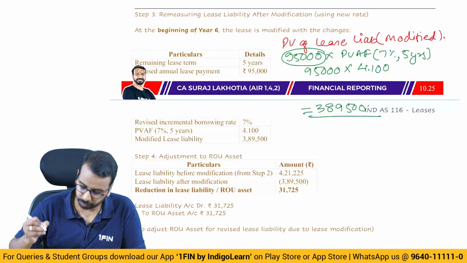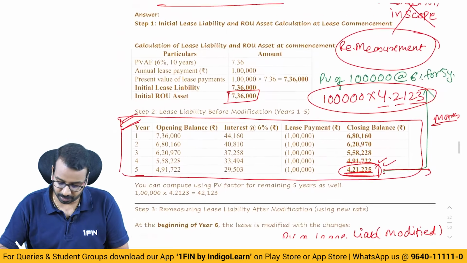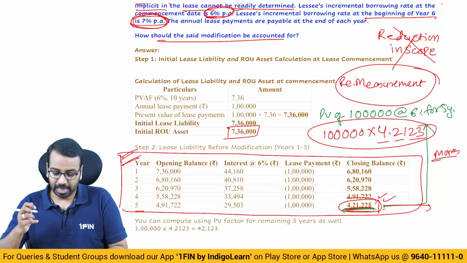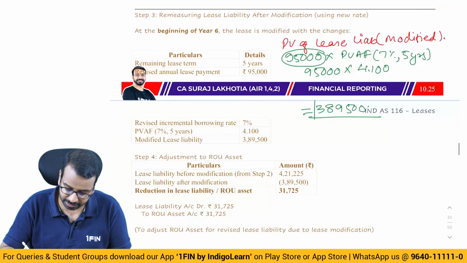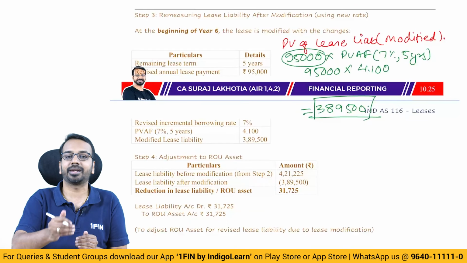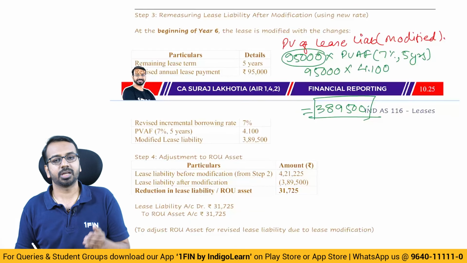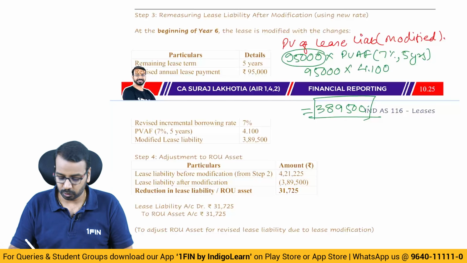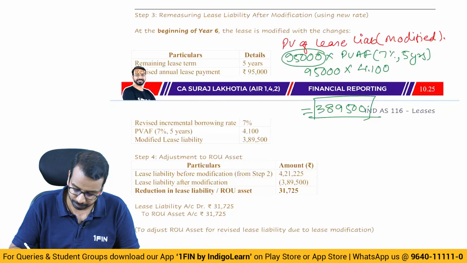Now, how to interpret this? See, our current liability is 421,225, and our new liability is 389,500. Means there is a reduction in liability. Why did it reduce? One, the discount factor increased. Second, the lease payment itself reduced. So, what is the reduction in liability?